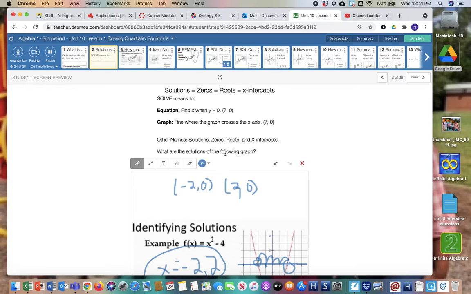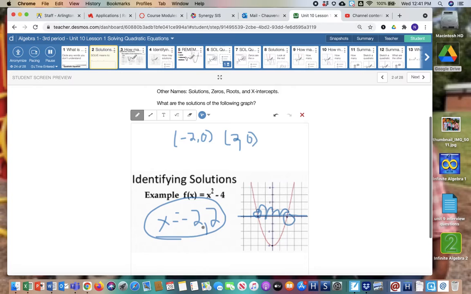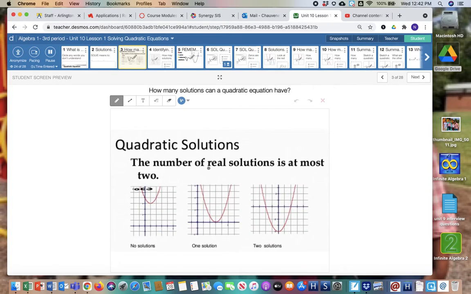If this said find the solution, find the roots, or find the zeros, you would still answer in the same way, because they're synonyms of each other. Here we saw two solutions, but does that always have to be the case? No. When you graph it, these are the three possibilities.